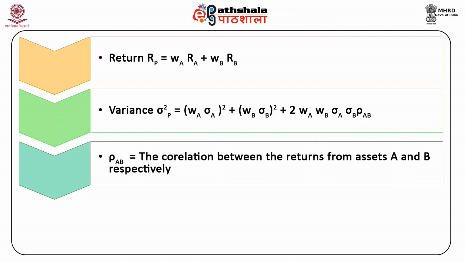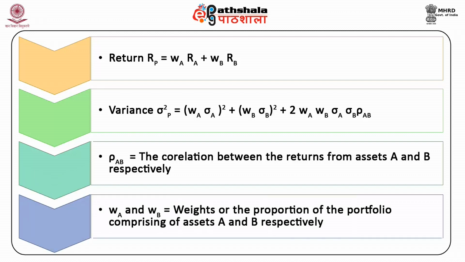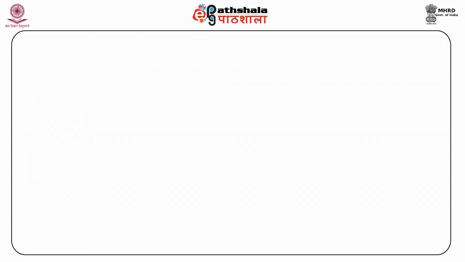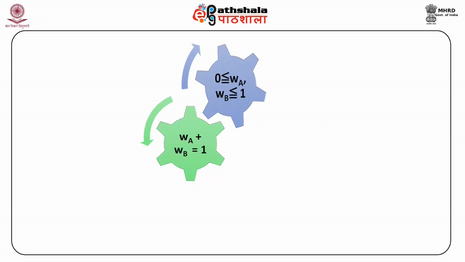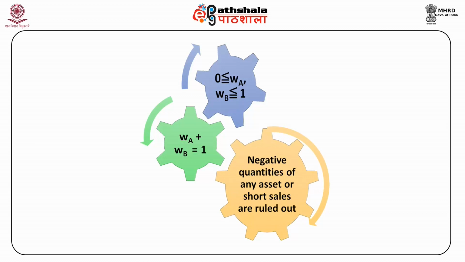where rho AB is the correlation between the returns from assets A and B respectively, and WA and WB are the weights or the proportion of the portfolio comprising of assets A and B respectively. This implies that WA plus WB is equal to 1 and that 0 less than or equal to WA, WB is less than or equal to 1. In this analysis, negative quantities of any asset or short sales are ruled out.